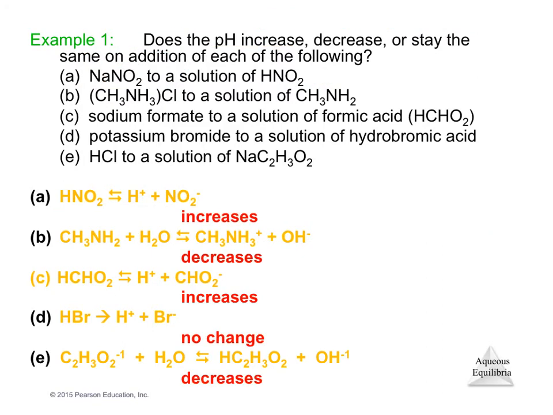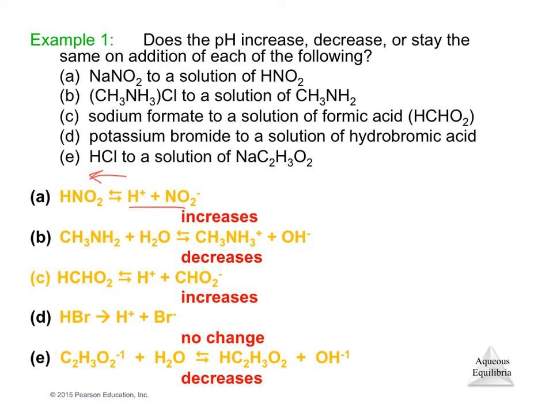Okay, so we can check answers with this example. Like we had already said in A, the pH is going to increase because we are using up our products, because we're making more reactants. That's what Le Chatelier's principle says. So as we decrease the amount of H+, it becomes less acidic, so your pH is going to increase.